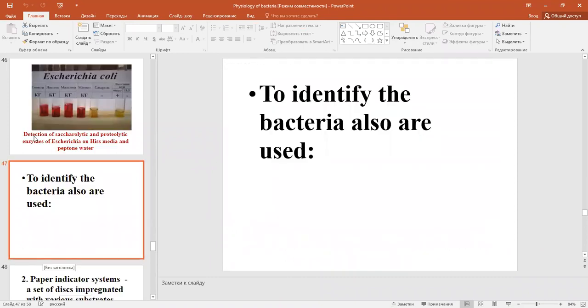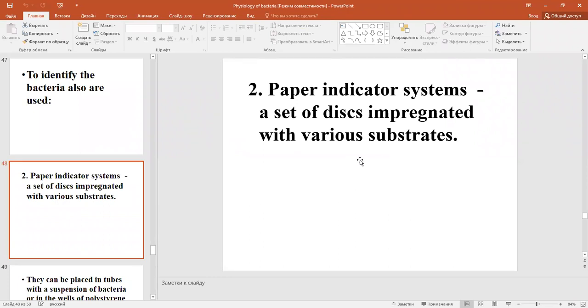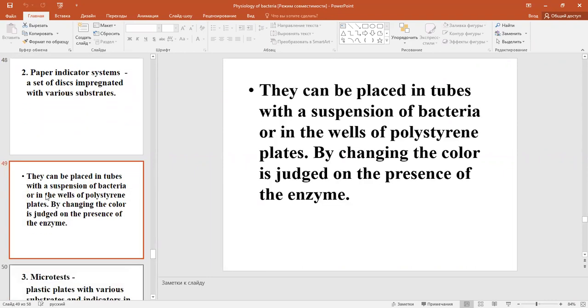These media were developed last century, and they were used very widely during many decades. Now they are still used, but nowadays modern methods have been developed to identify bacteria. Paper indicator systems are also used. I showed you paper indicator systems. Maybe they look like paper discs impregnated by substrates and indicators, and in this case we should place every paper disc in a test tube.